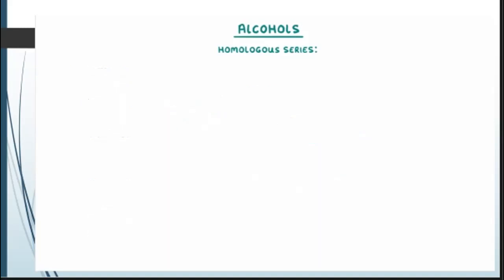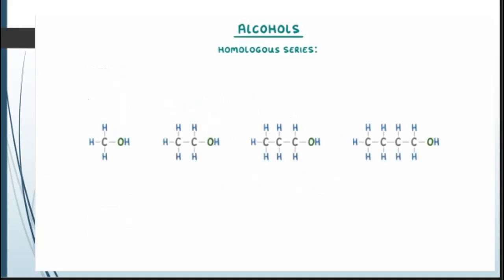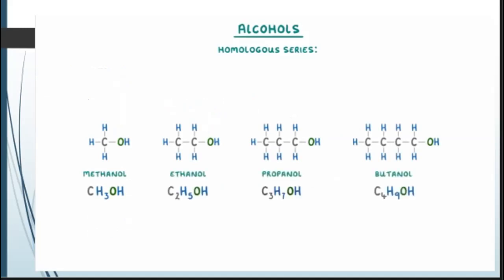When it comes to your exams, you need to make sure that you know the first four alcohols in the homologous series. So methanol, ethanol, propanol, and butanol. And you also need to know that the general formula for alcohols is CnH2n+1OH. And when you write the formula, you should always put the OH at the end, like we have here.